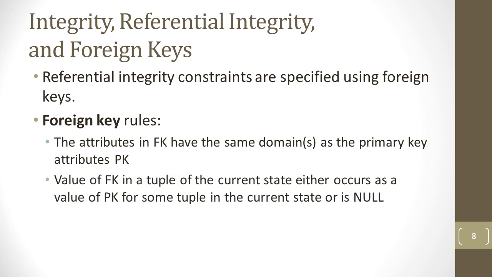So the value of a foreign key in a tuple either occurs as a value of a primary key for a tuple in the relation it's related to, or it's null. So you can have a foreign key that's null. This depends on the constraints you want to set up in your database. Sometimes it can be desired, sometimes not. A good example of the student to major would be if you're undeclared. Perhaps you allow that foreign key that's referencing the major table to be null. In other cases, you may not want it.